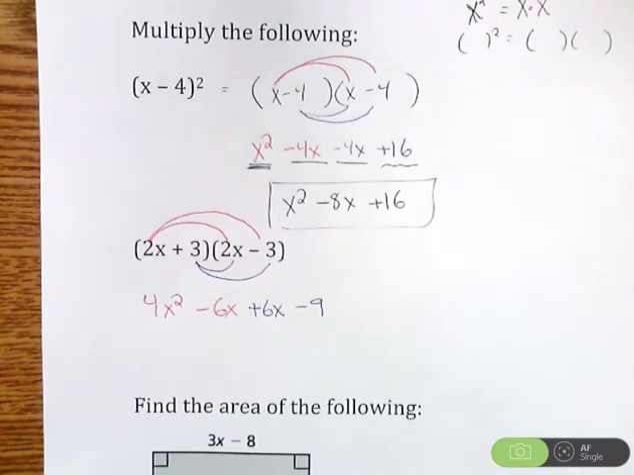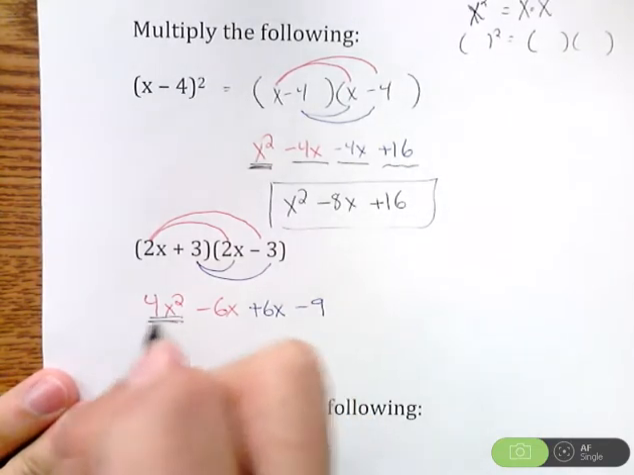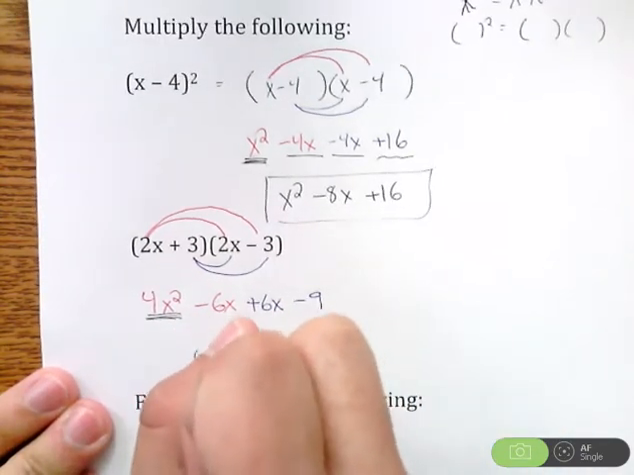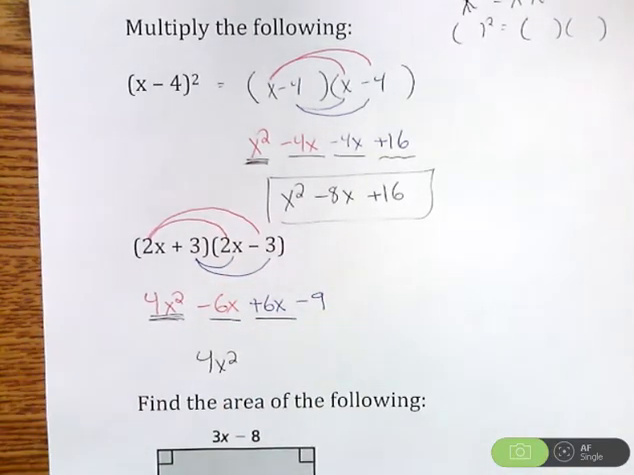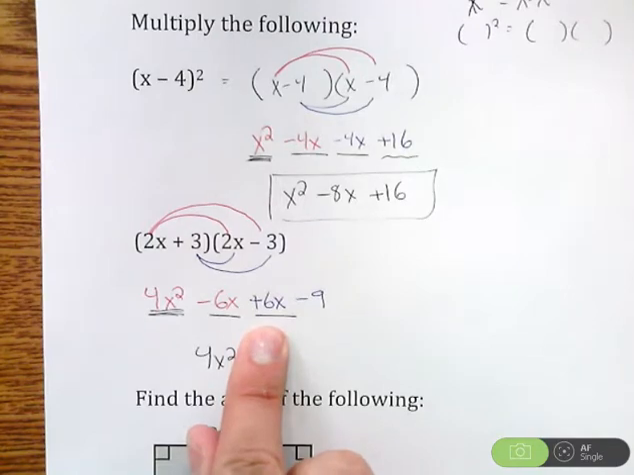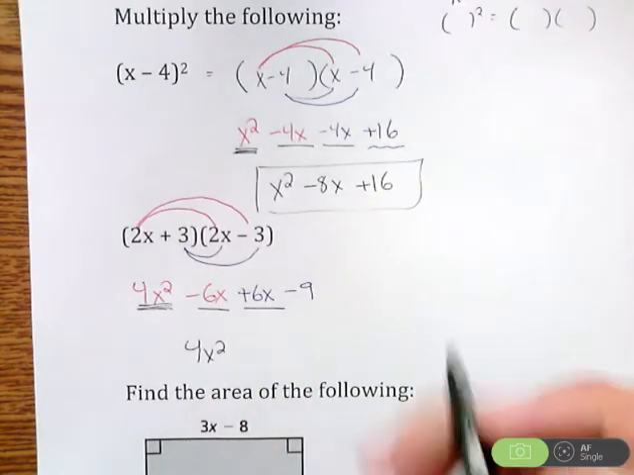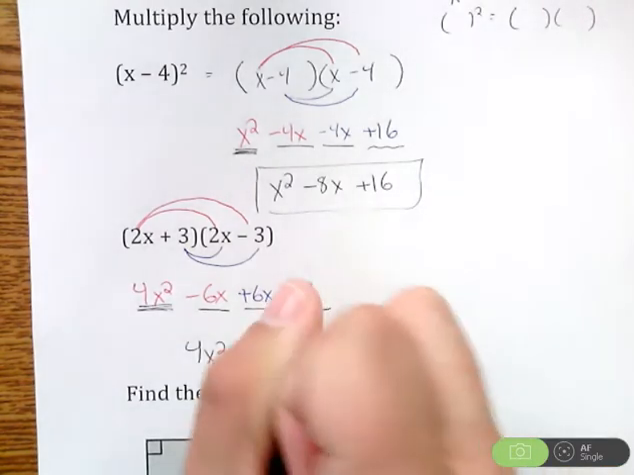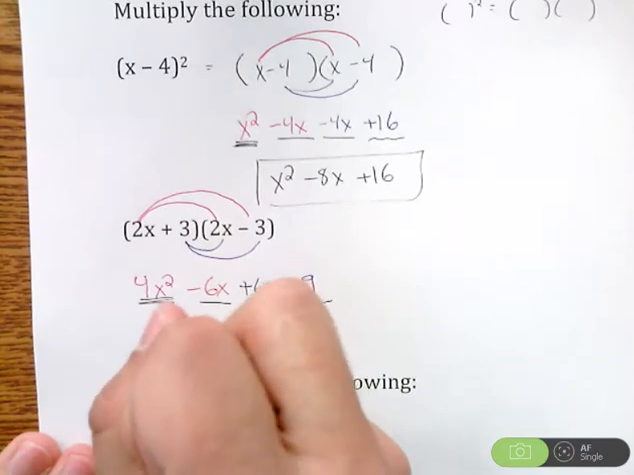So all I have to do then is combine like terms, start with the highest power, work our way down. So I have a 4x squared to start with. So we have 4x squared, a negative 6x, and a positive 6x. So a negative 6x plus a positive 6x, that is 0x. So that is not something we're going to include. But we do end up with that minus 9 there, bring that down. So I have 4x squared minus 9.